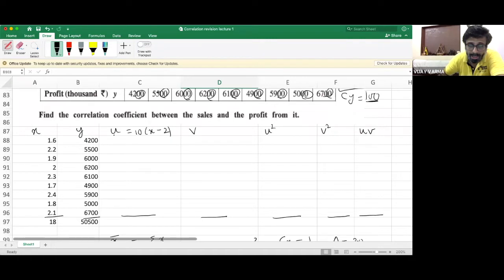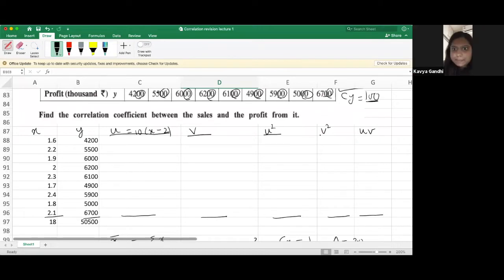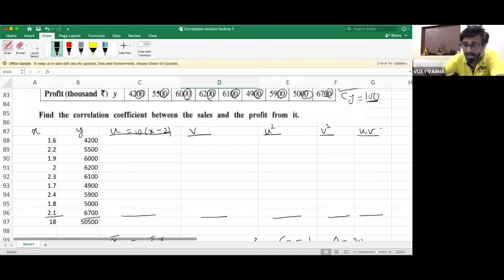Anyone who did not understand, Kavya, keep everyone muted or else there will be a lot of disturbance. Anyone who is not clear, unmute yourself and ask me the doubt. I have given everyone the right to unmute themselves in my Zoom application. Whenever you have any doubt, feel free to unmute yourself and ask me. Anyone who is not clear with 10 into (x minus 2), unmute yourself and ask me.